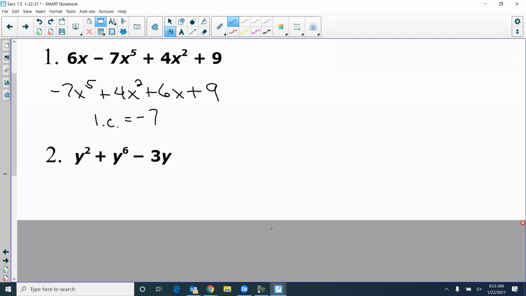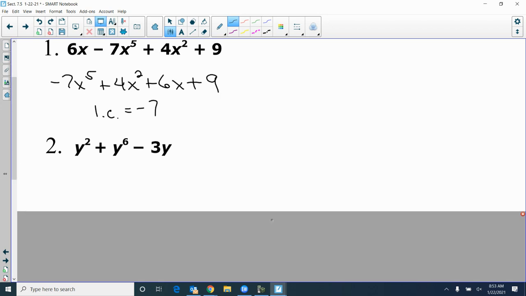All right, Jordan, what do you think for standard form? Don't know. What's the highest degree you see? 6. Put that first. So now since it's a positive, make it y to the 6. What's the next highest degree? 2. So you put that one next. So plus y squared. And then that leaves minus 3y last.